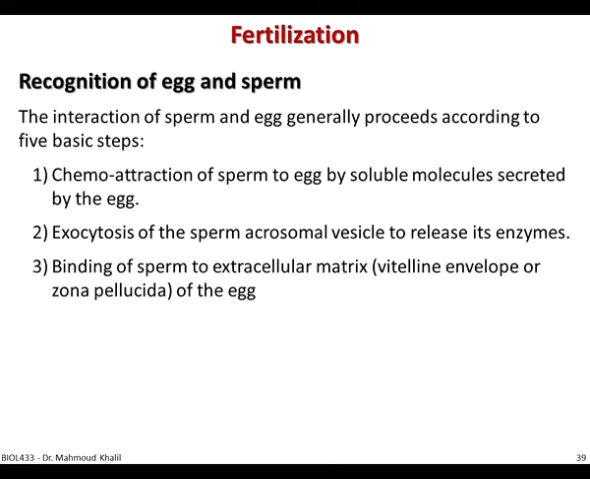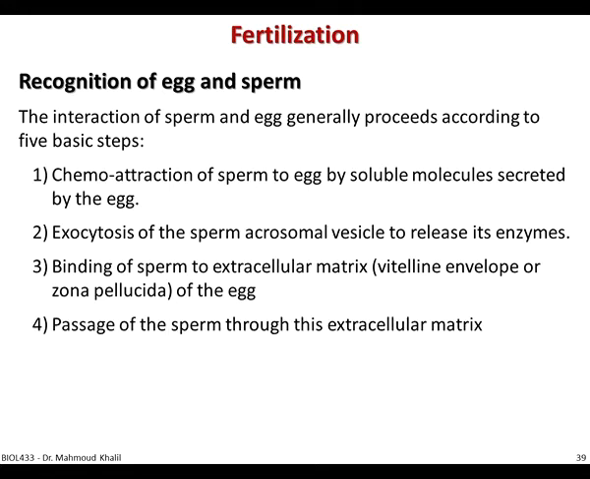After that, the sperm will bind to the extracellular matrix, which is a layer around the egg. It's called either the vitelline envelope or the zona pellucida, and we'll see in the coming slides the difference between them. The 4th step: once there is contact, recognition, and lysis, the sperm is ready to pass through the extracellular matrix and then fuse with the egg cell membrane in order to have the genetic material fused inside the egg.